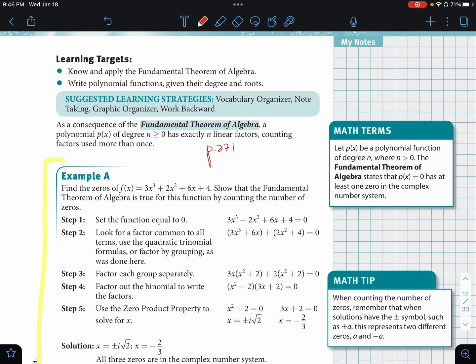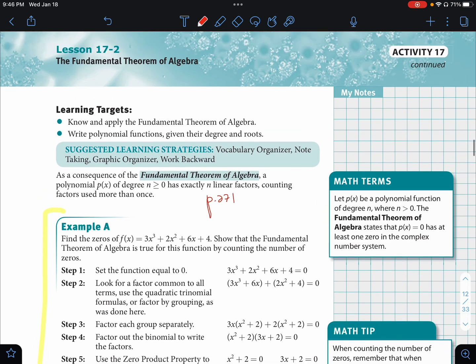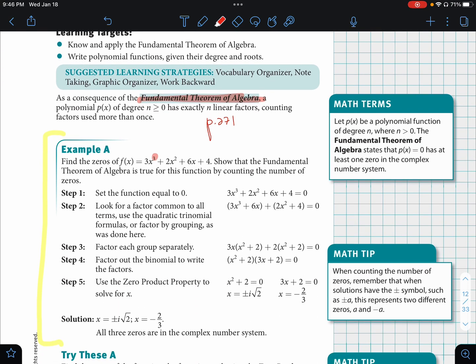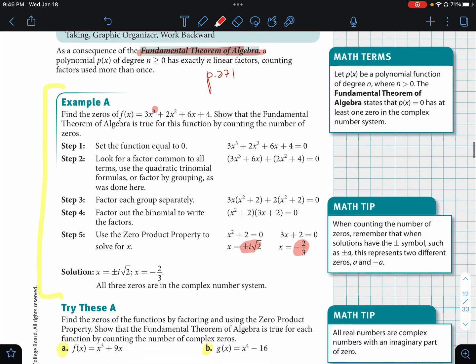What we're looking at here is this idea of solving with the fundamental theorem of algebra. The big thing is essentially that if I am a degree 3, I'm going to get 3 answers here. So I get positive i root 2, negative i root 2, and negative 2/3. 3 answers for a degree 3 problem, 2 answers for a degree 2, 4 answers for a degree 4, as long as I'm counting any repeated answers and any imaginary answers. So it should match up.